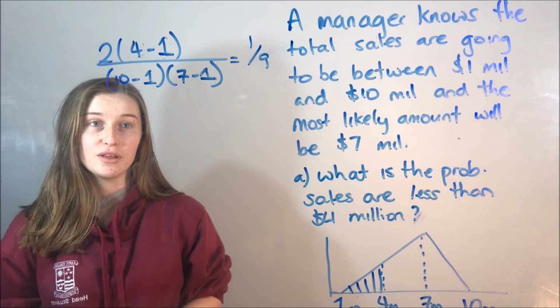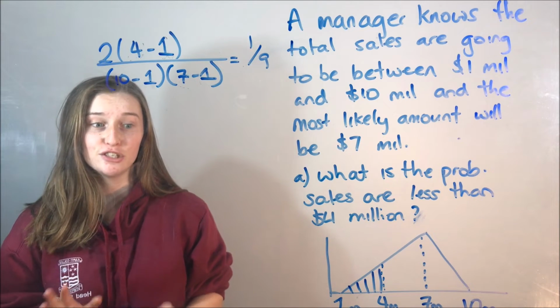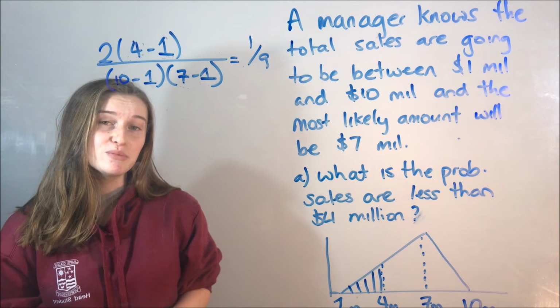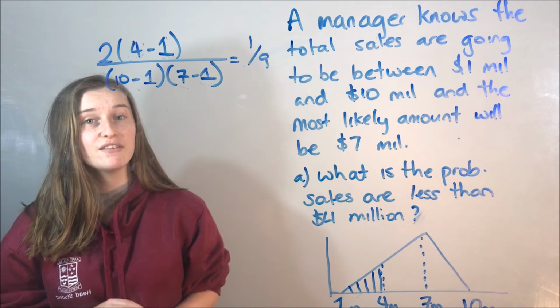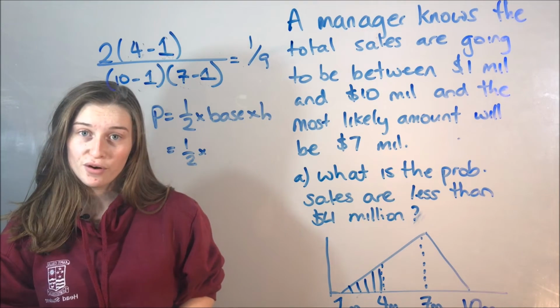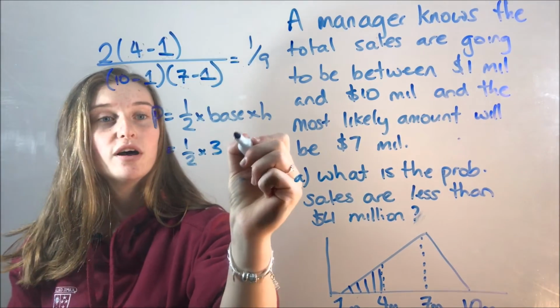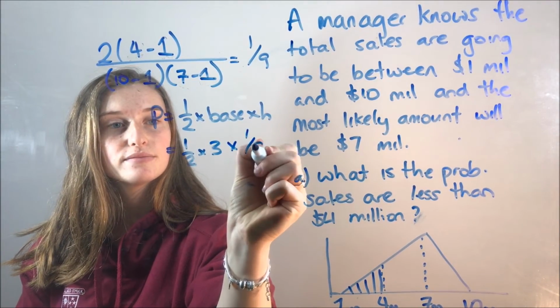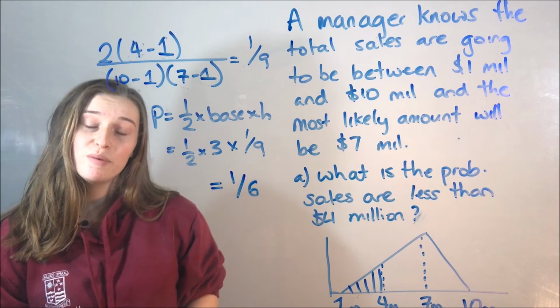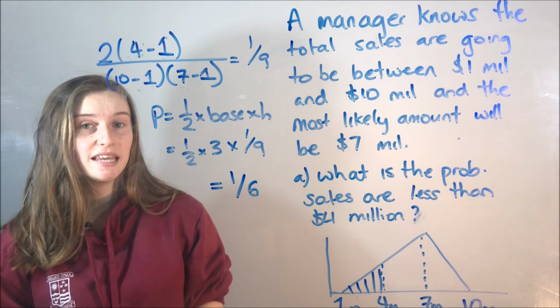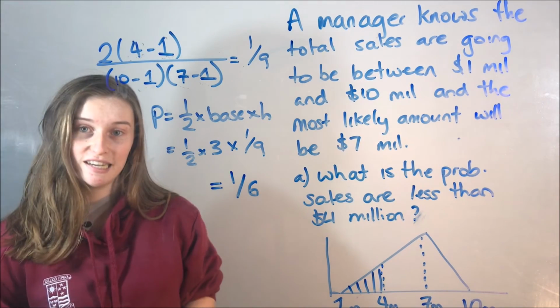We need to remember though that this isn't the probability yet, it's just our height. So to work out the probability, we use the area of a triangle. From before, we know the base is 3, and the height was 1/9. This means the probability that there is less than 4 million in sales is 1/6.